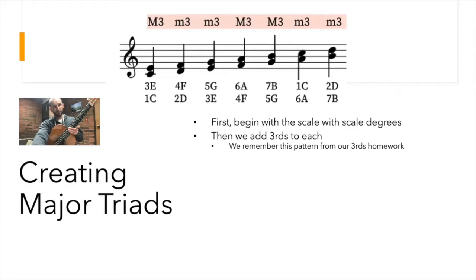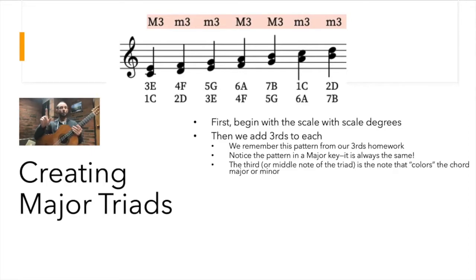Remember this pattern from our homework? We actually looked at this and we identified it. It's a pattern that happens over and over in all major keys. And it's always the same. Also important to note, these are the thirds that color the chord. Remember, C to E was a major third, part of a C major triad. Well, we did G to B as well for Happy Birthday, also a major chord. We did E to G and found out it was a minor chord.